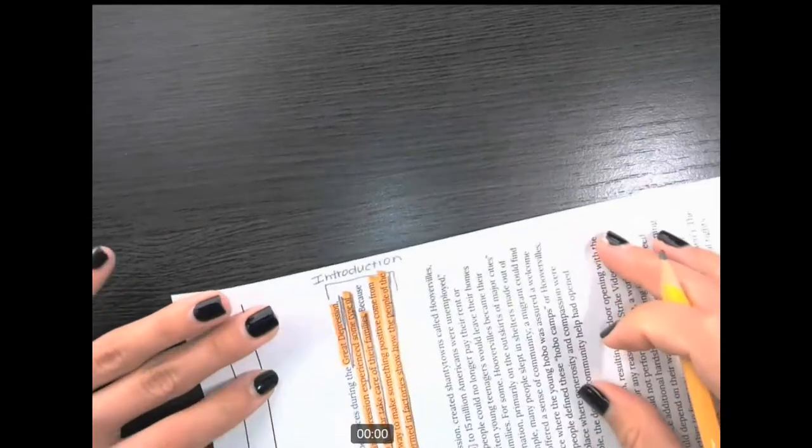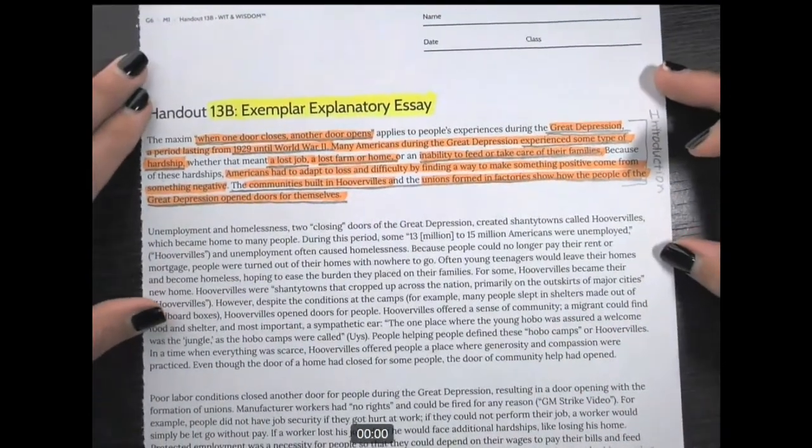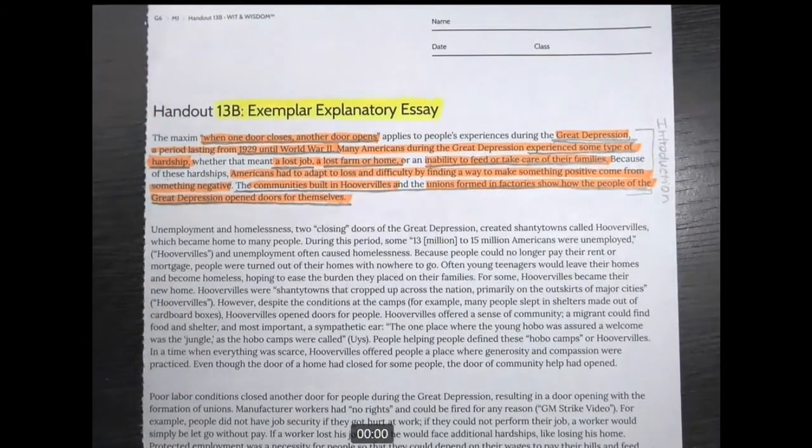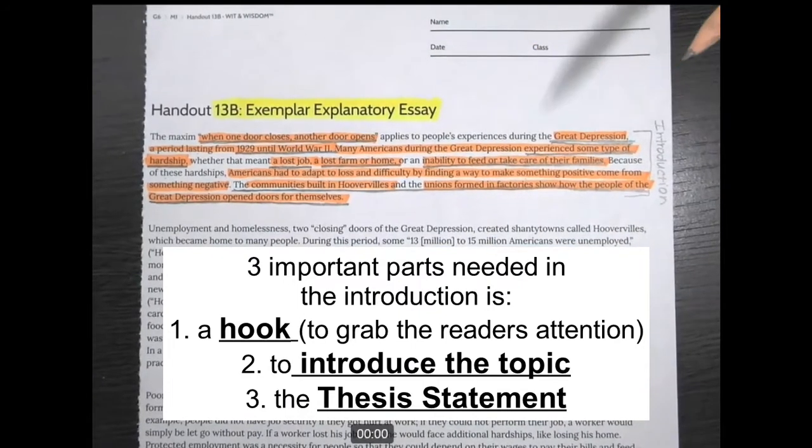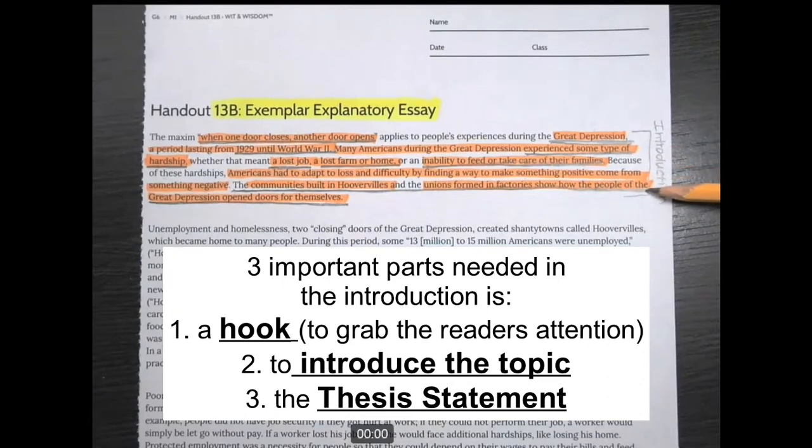Because this is our introduction to this exemplar explanatory essay. If we were to write an explanatory essay, we would want our introduction to have important pieces of information about what we're talking about. In this case, we're talking about the Great Depression, so we had dates, we had examples of people that went through specific things in the Great Depression, and then of course our thesis statement, which is our main idea.